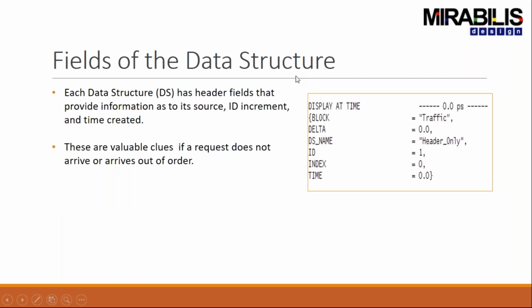In Visual Sim, every data structure has standard headers that have fields called block, ID, and time. The block field helps us know the block from which the data structure is generated, and ID helps in knowing the order or sequence of data. It is a unique value for every data structure which keeps on incrementing, and time denotes the time at which the data structure is generated.